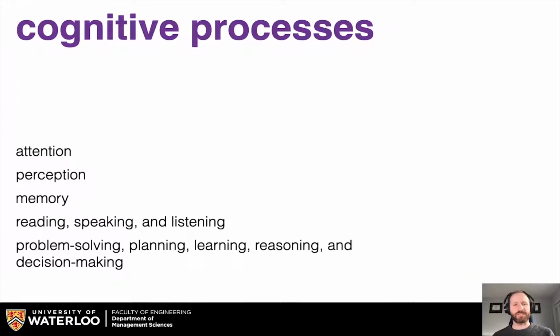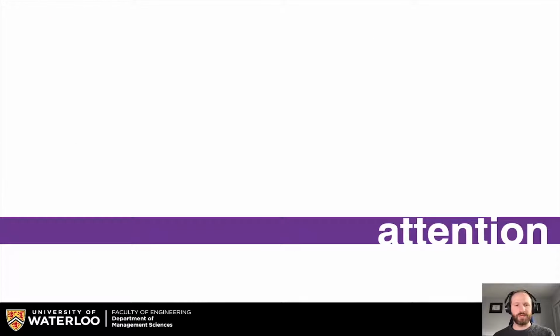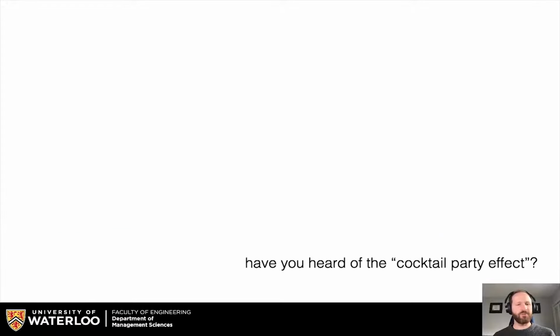There are lots of cognitive processes, all of which are relevant for HCI. Today, we're going to focus on 2, attention and perception, that will really help you organize interfaces and systems that have some sort of interaction with a human. So the first one we'll talk about is attention. Have you heard of the cocktail party effect? Let's take a look at another video.